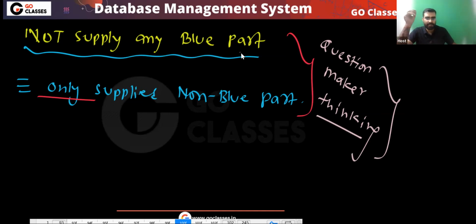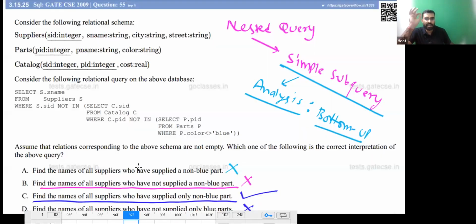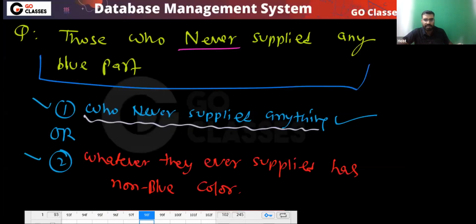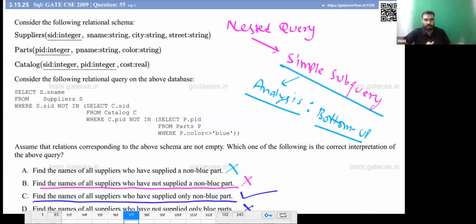But one thing I can guarantee is that the remaining options are not correct. Yes or no? The remaining options have a big problem. Like option D has a big problem, because in option D, John will be there, but John will not be there in the actual answer. So definitely the remaining options are not correct.